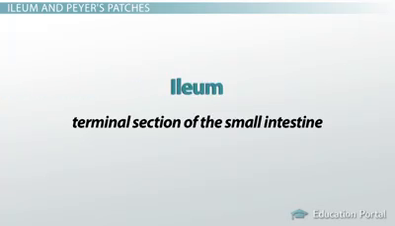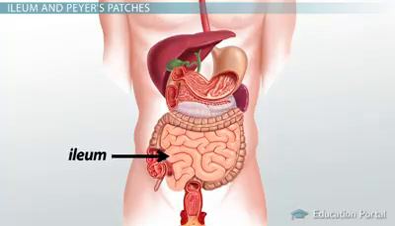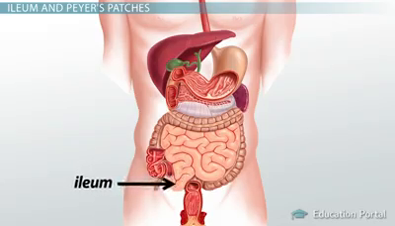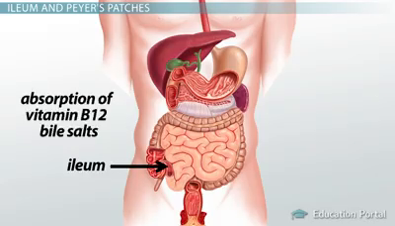The terminal section of the small intestine is called the ileum. The word ileum is Latin for groin, and because the ileum is the lowest section of the small intestine and found near the groin, this can help you remember the term. Now, the ileum follows the jejunum, and it provides additional area for absorption of nutrients. The ileum also provides a place for the absorption of vitamin B12 and bile salts.